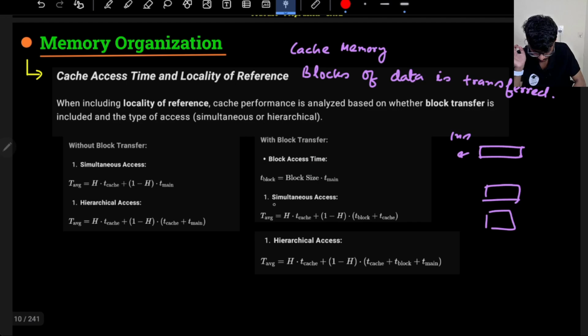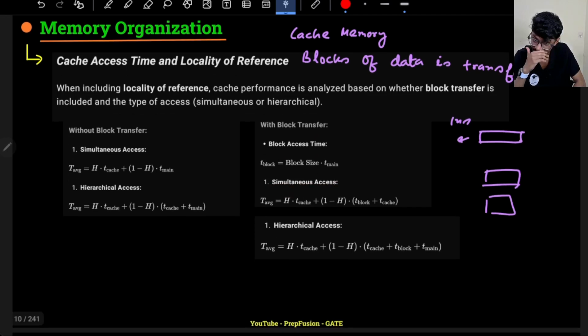Okay, and what about the simultaneous access? Let's see the block time with the simultaneous access and the hierarchical access. In simultaneous access, the hit time is the same, right? It will not change. It will be h into t cache. If it is a miss, it will be 1 minus h into t block. So basically, if I am going to the main memory, I will bring a block of data into the cache memory.